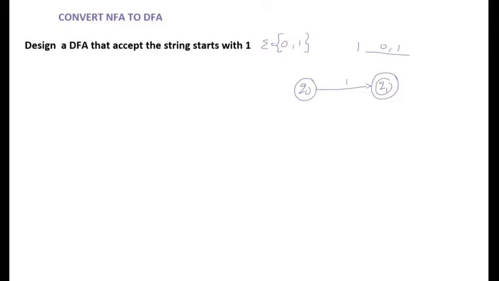After 1 it can have any number of zeros and ones. It can be represented with a loop on Q1 with the input symbols 0 and 1. And Q0 is the starting state. Let us convert this NFA to DFA.